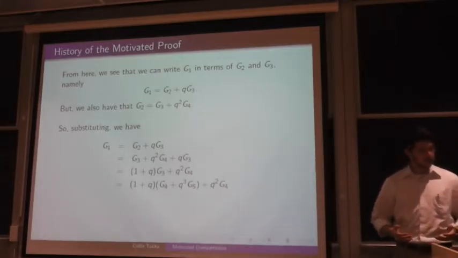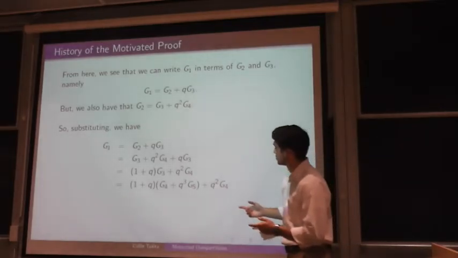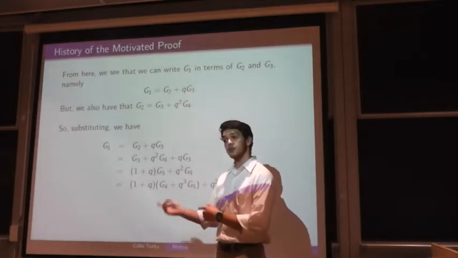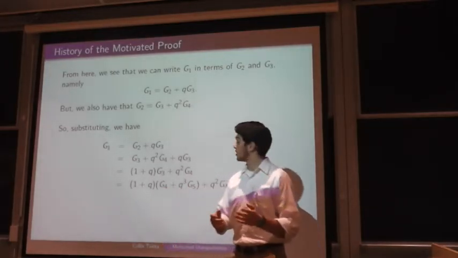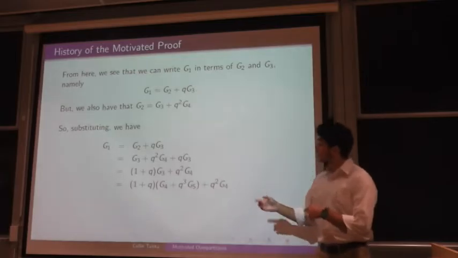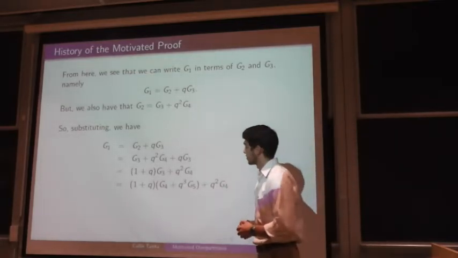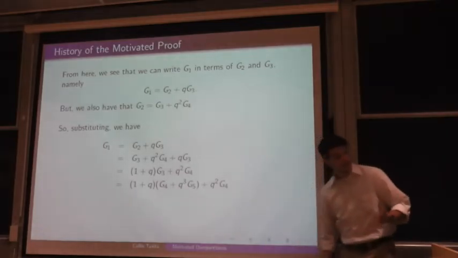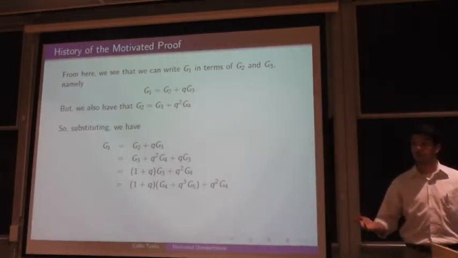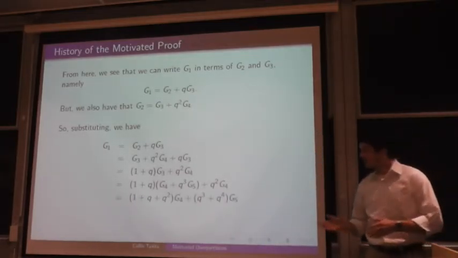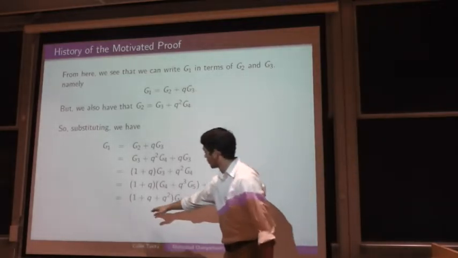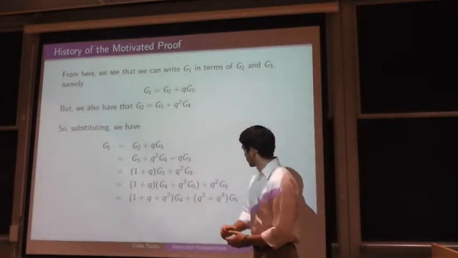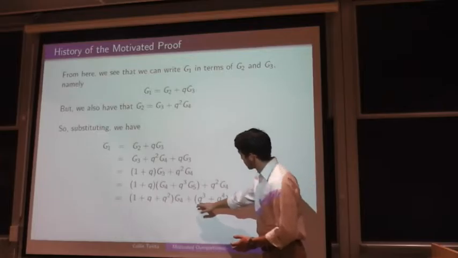If we continue, we know that G3 can be written in terms of subsequent series, in terms of G4 and G5. So we can plug those in, just as we did for G2, and then we have something that looks like this. Again we can group because we have two G4s, and we see that we now have 1 plus Q plus Q squared times G4, and then this right here as well.